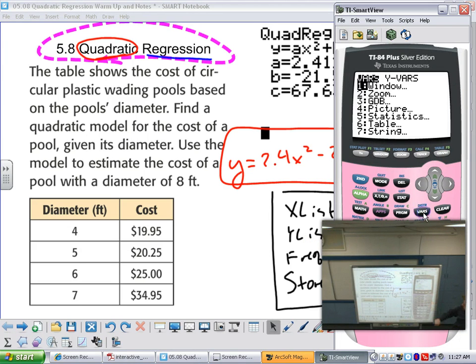For the rest of us, you do this. Variables key. Is it familiar? You know where to go? Y variables, function, and the very first one, Y1. Now hit enter. It will recalculate it for you. Nice. And if you hit graph, you will have that. Make sure you can do this.